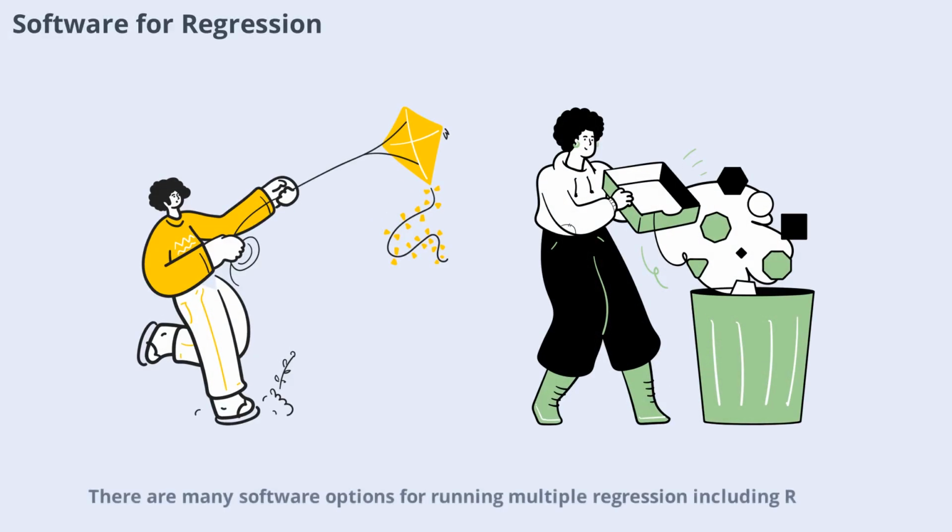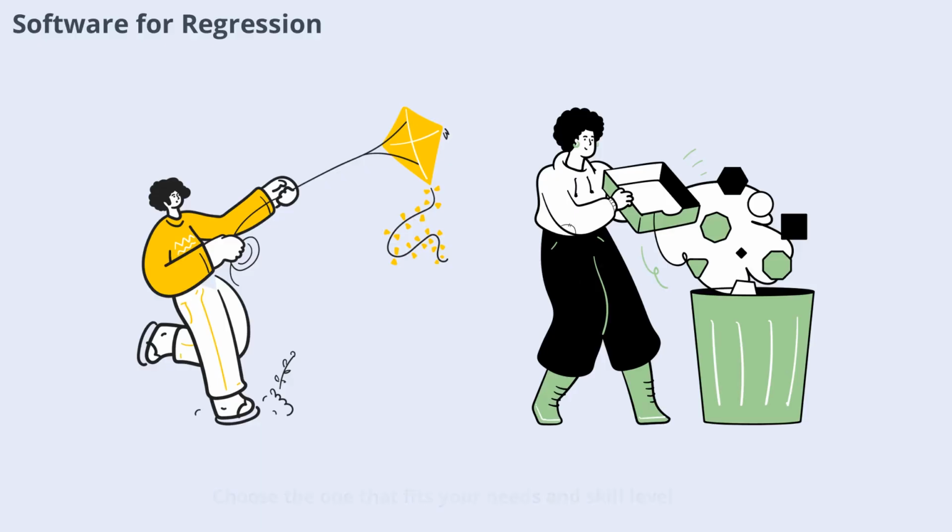There are many software options for running multiple regression, including R, Python, SPSS, SAS, and Excel. Each has its strengths and user community. Choose the one that fits your needs and skill level. Most provide built-in functions for regression analysis and helpful diagnostic tools.